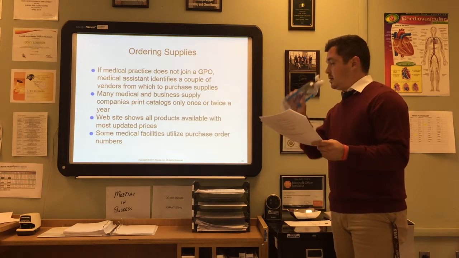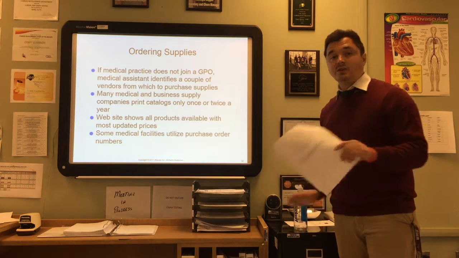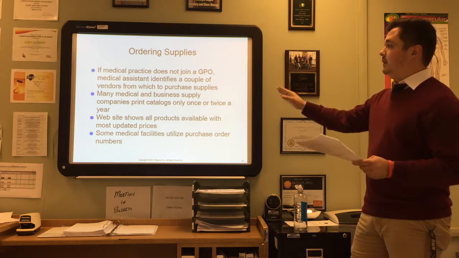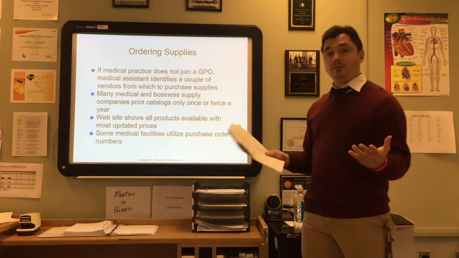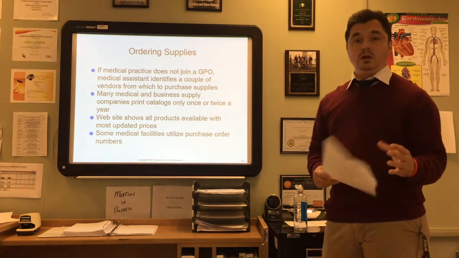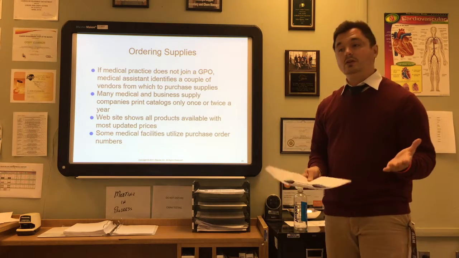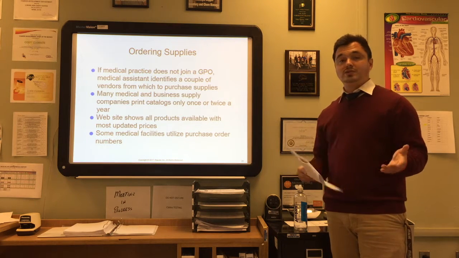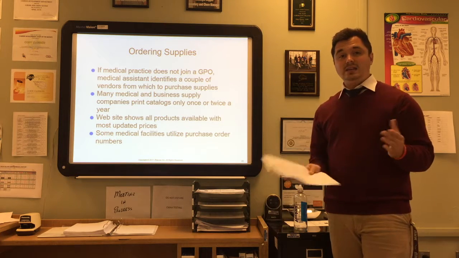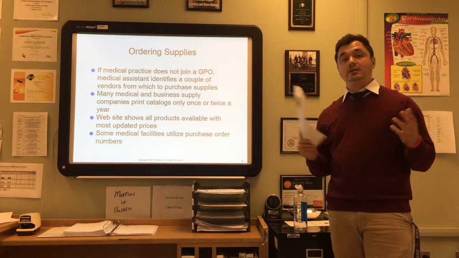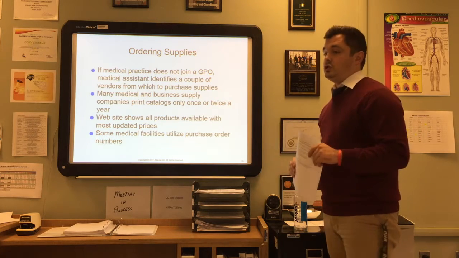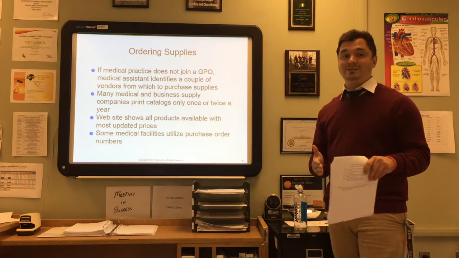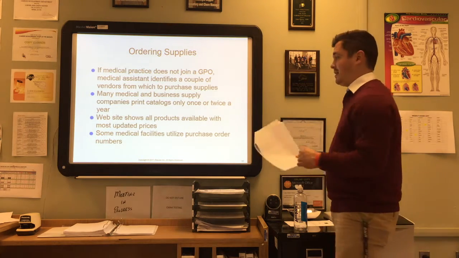Ordering supplies. So if the medical practice does not join a GPO, which we just talked about, medical assistants identify a couple of vendors from which to purchase supplies. So if you're not part of a GPO, you get to kind of choose where you want to order your supplies from. Many medical and business supplies companies print catalogs only once or twice a year. Most generally, nowadays, it's all up online. You can get on and check out their catalogs and order right from there. Like I said, the websites show all products available with the most updated prices, so it's easy. It's the most efficient way to shop around, to get online and look at the websites.